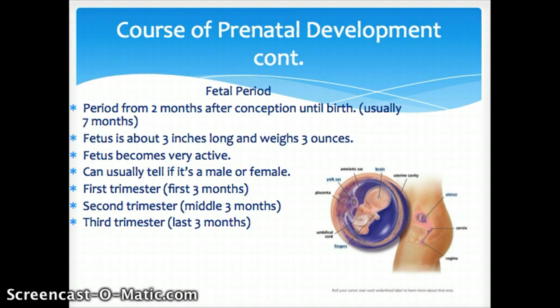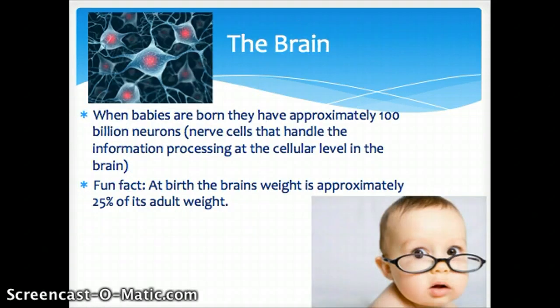A way to distinguish the different time periods of a pregnancy is to go by trimesters. The first trimester is the first 3 months, the second is the middle 3 months, while the third is the last 3 months of pregnancy. When babies are born, they have about 1 billion neurons, which are nerve cells that handle the information processing at the cellular level of the brain. During prenatal development, neurons move to the right locations and start connecting to one another. Also, at birth, the brain weighs about 25% of its adult weight.